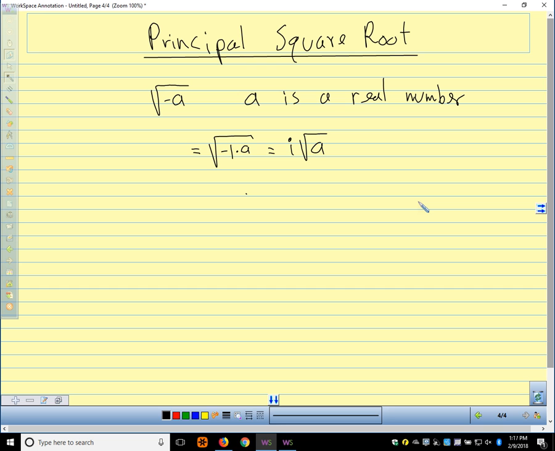Be aware that in your book, they write this as square root of a times i, and it can be difficult to tell if they mean for the i to be under the square root. In this chapter, the i is not under the square root. I always write it like this, so you don't confuse it. But in your book, it will write it like this. So we won't have to take the square root of i. We know how to take the square root of i, right?